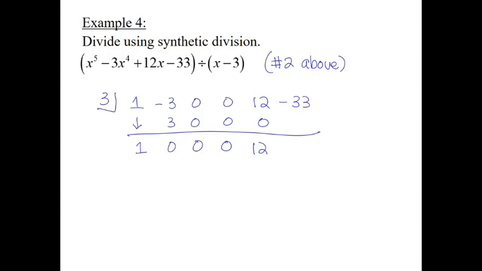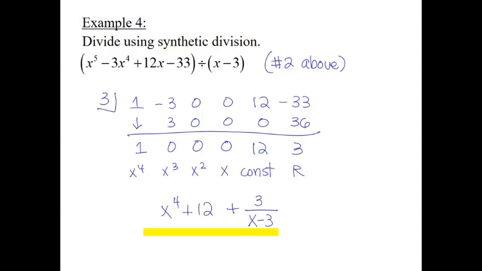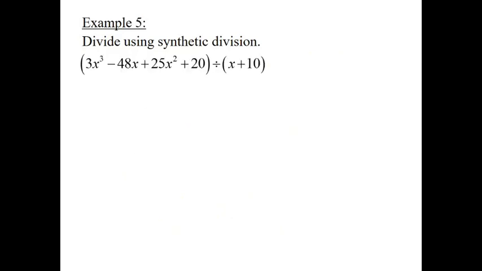3 times 12 is 36. Add them and you get a positive 3. Remember, the 3 is the remainder. Your first term is now x to the 4th. So you have 1x to the 4th plus 12 plus 3 over x minus 3. Okay, again, these x's are out of order. They're all there, but we have to put them in order. So we want to reverse that x squared and negative 48x.